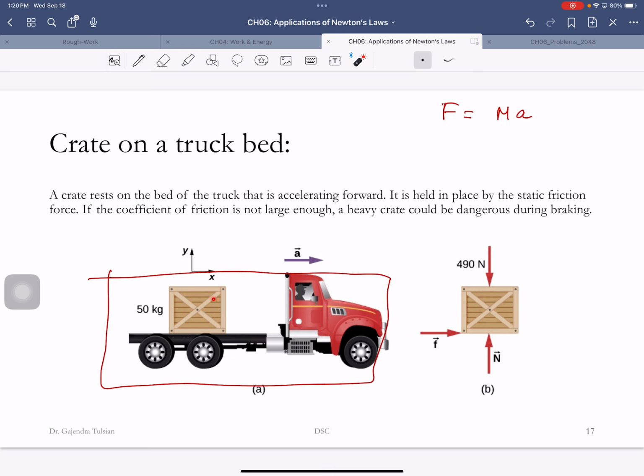How about the crate? What is the acceleration of the crate? It's the same. So Mr. Newton says the force on the crate should be the mass of the crate times the acceleration. But the crate doesn't have an engine. Where is the force coming from?